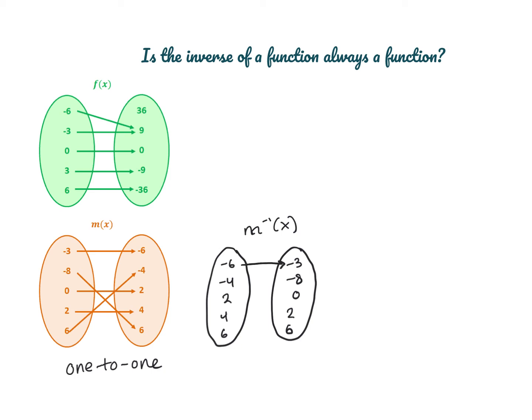and that means negative 6 goes with 3. Here, negative 4 goes with 6, so this went with this. 2 goes with 0, 4 goes with 2, and that 6 goes with the negative 8. So it looks like this. So you can see that we have a function, right? Every x has only one y, and we actually have another one-to-one function. So the inverse in this case is a function, and it is also a one-to-one function.